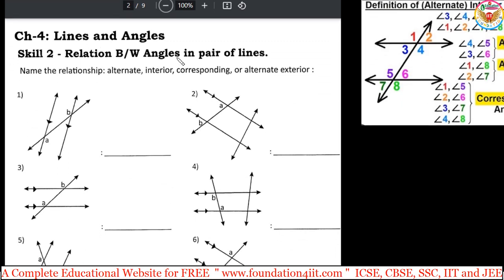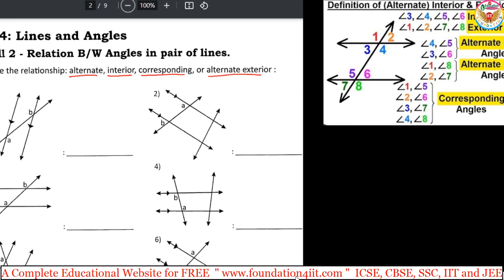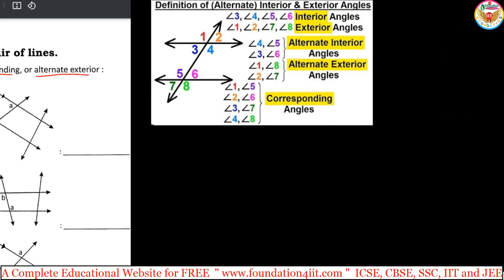Lines and angles: relation between angles in a pair of lines. Here we have alternate interior, alternate exterior, corresponding, and vertical. Before that, let me show you the exact example with numbers. When two lines are parallel and another line crosses these two lines, it is called a transversal. It makes a total of 8 angles.